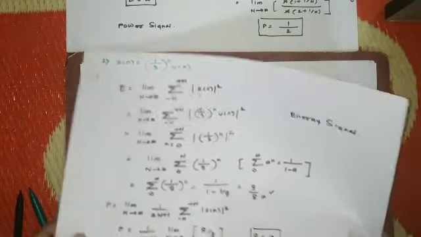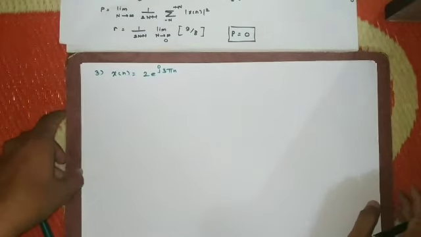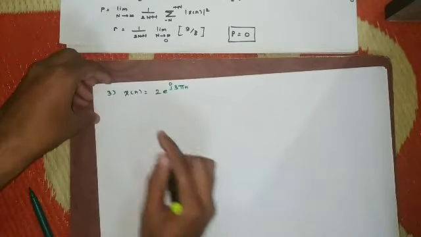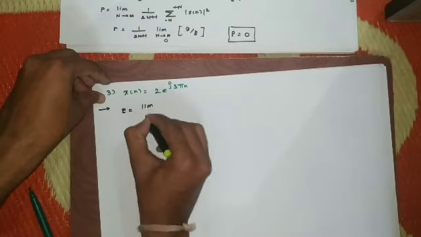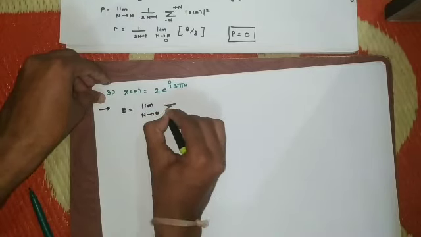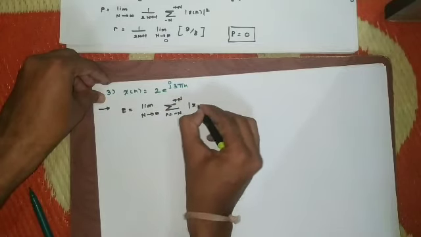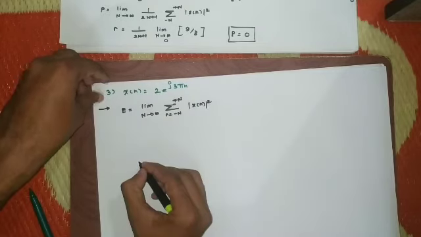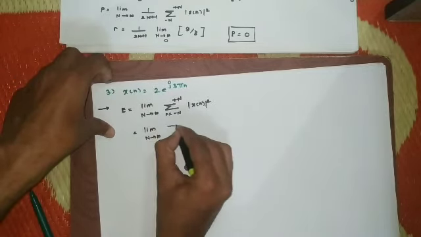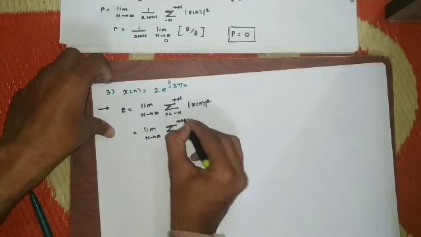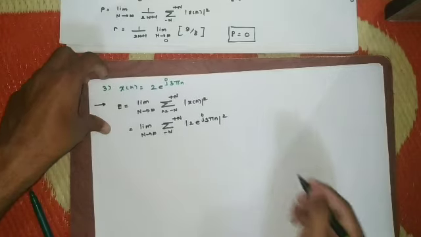One more example we can see, x of n is equal to an exponential form, 2 into e raised to j3 pi n. So let us write the same expression, energy as limit n tends to infinity of summation from minus n to plus n mod x of n square. Now we'll replace those values with the input signal. This is 2 e raised to j 3 pi n whole square.